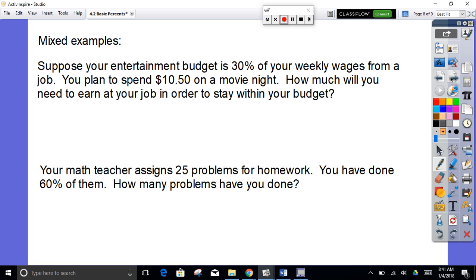Suppose your entertainment budget is 30% of your weekly wages from a job. Wow, I wish my entertainment budget was that much. That would be a lot of fun.